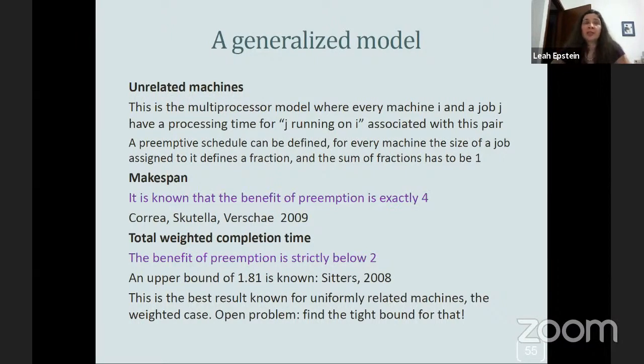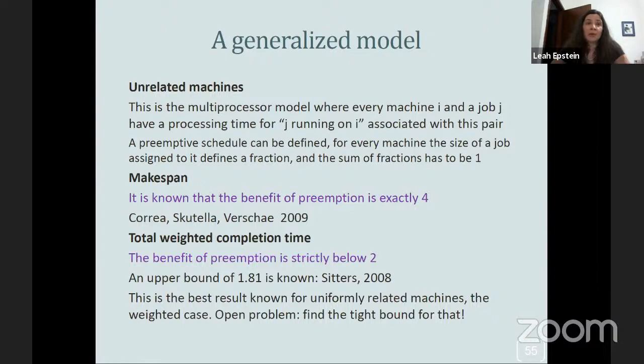There are nice results for unrelated machines by Correa, Skutella, and Verschae, where they showed that the benefit of preemption for unrelated machines is exactly 4. This is the case that every job and machine have a time that the job takes on this machine, and there isn't necessarily some relation between these values.